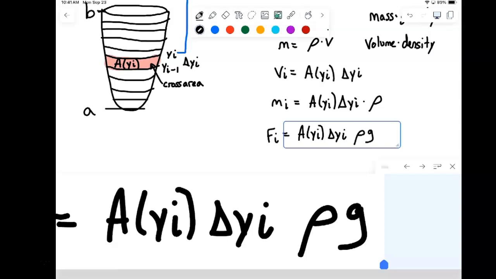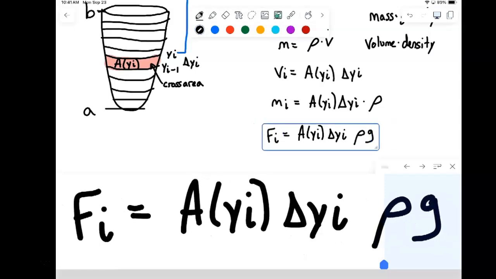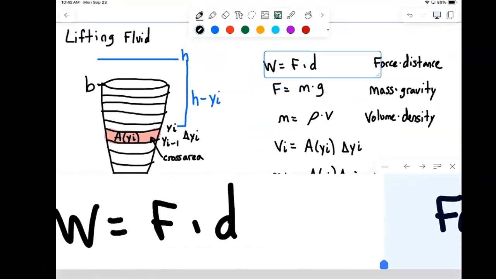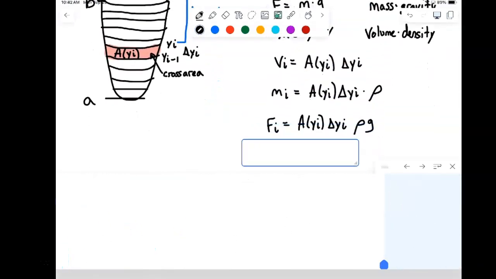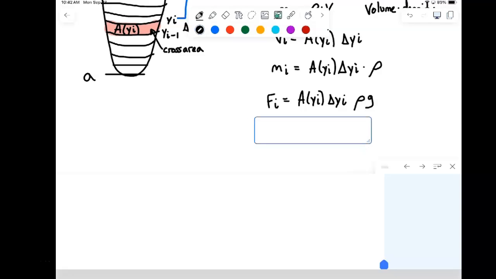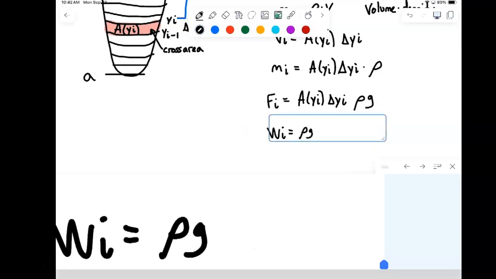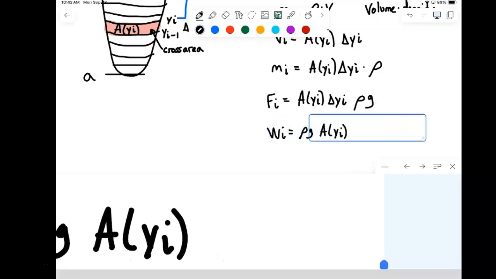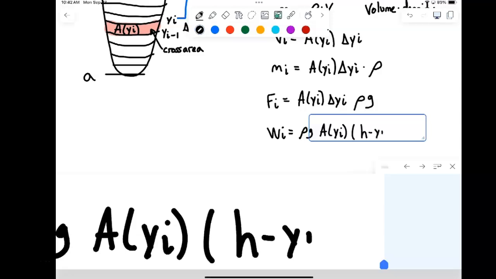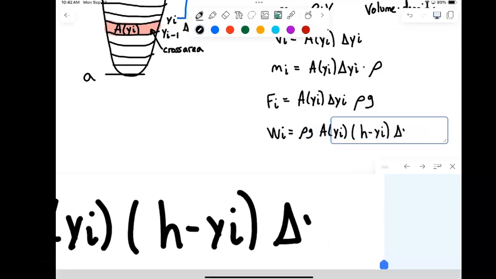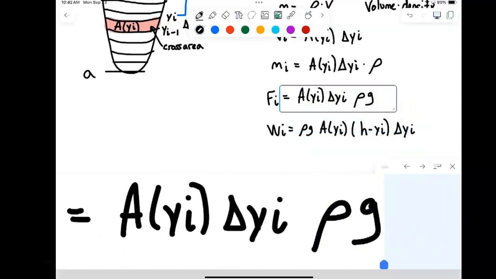And so finally, now that we know the force and we already know the distance d that we're lifting it, we can put it all together to get the work for the ith subinterval. The work involved would be, I'm going to put that rho g in front, times the area of the cross section, times the height we're lifting it, and putting the delta yi at the end, just rearranging things a little bit.